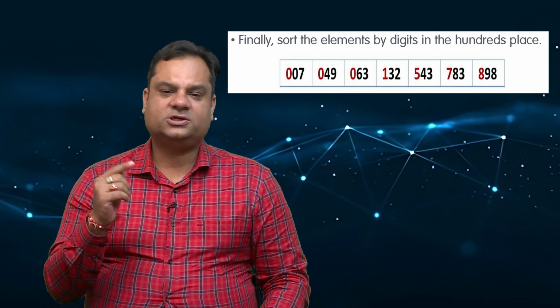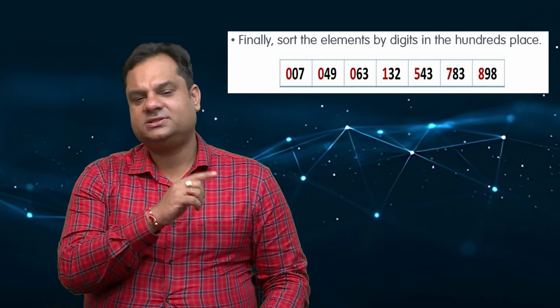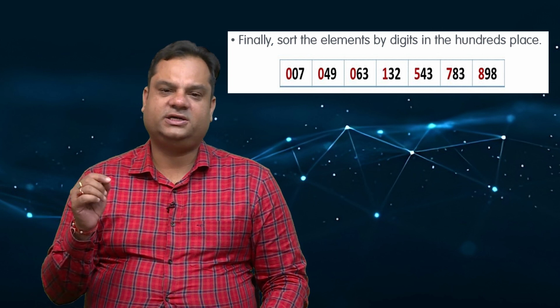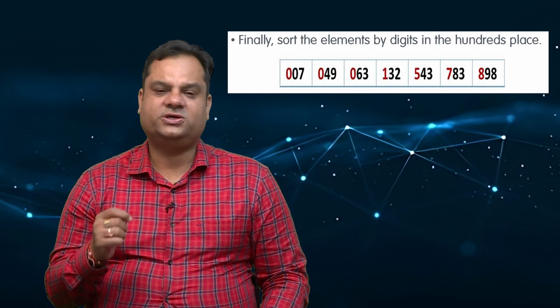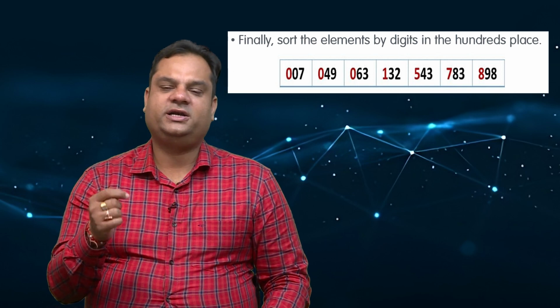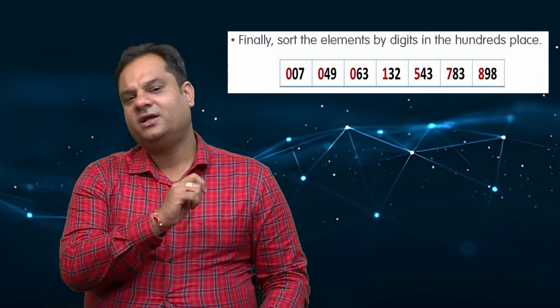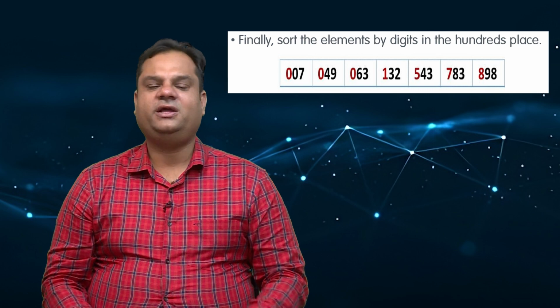If you cross check here, all the resulting data is in ascending order. So we can say this data is sorted using the Radix sort principle or Radix sort technique. 898 is the biggest element, so it is holding the last position, and 007 is the smallest value, that's why it is holding the first position.